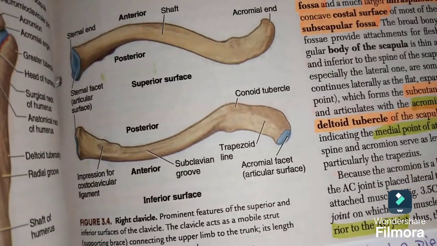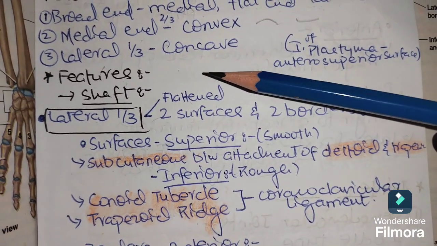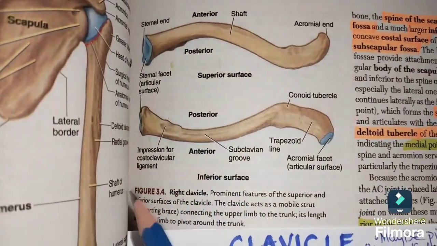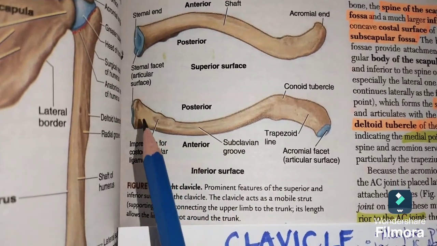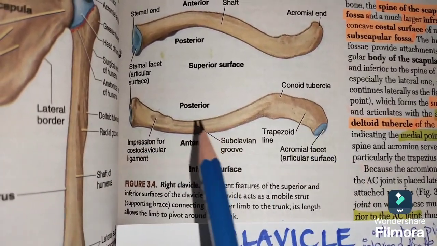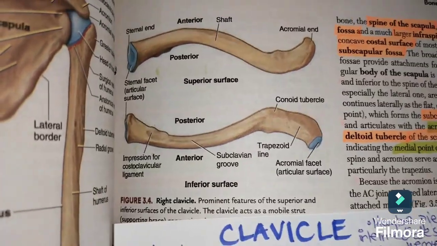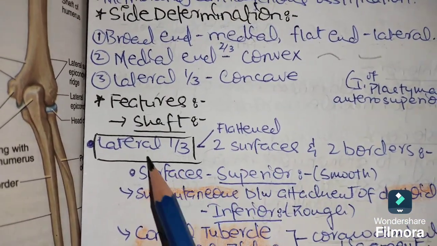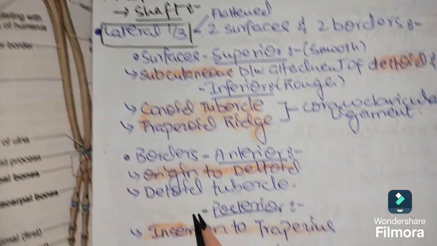Let's talk about the features of the clavicle bone. So first of all we have the shaft. So this is the shaft, and every long bone has two ends and a central shaft or the body. So talking about the shaft first, the shaft can be divided into lateral one-third and medial two-third.